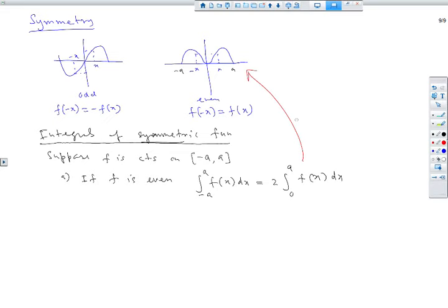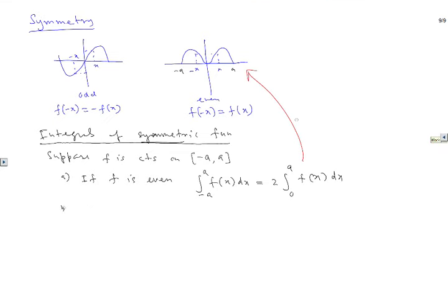And if you look at the other one, if f is odd, what will happen? The integral from negative a to a of f(x) dx. In the previous one, if it's odd, they cancel each other, because one is positive, one is negative, they cancel each other, you get 0. Okay, so that is what happens when we have symmetric integrals.